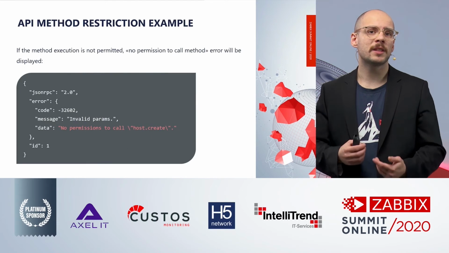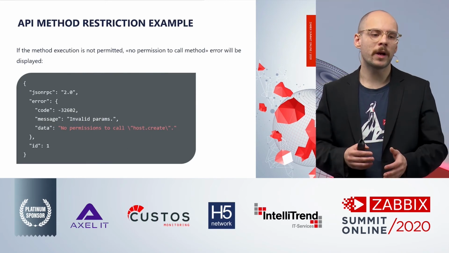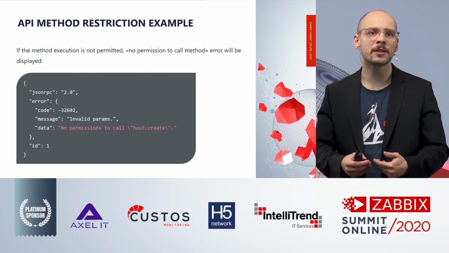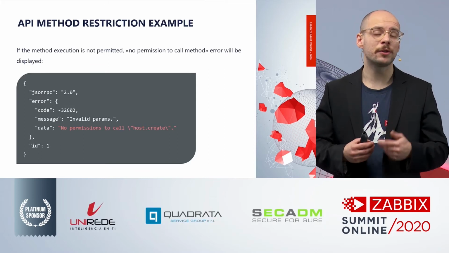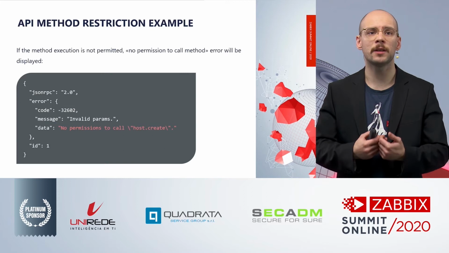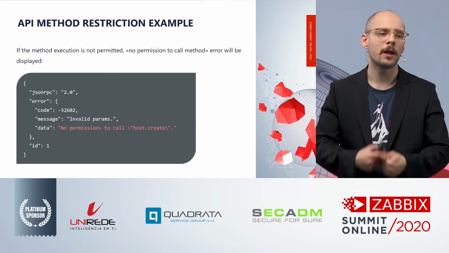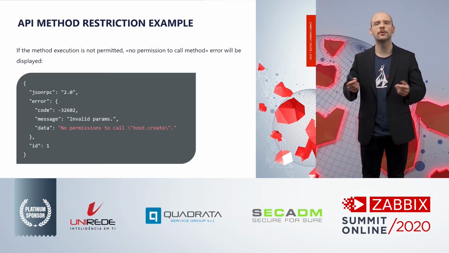From the API standpoint, it looks quite self-explanatory. When I execute, for example, a host create method, if I don't have permissions to do so, I will see an error message, no permissions to call, and then the name of the call. In this case, it's host create.